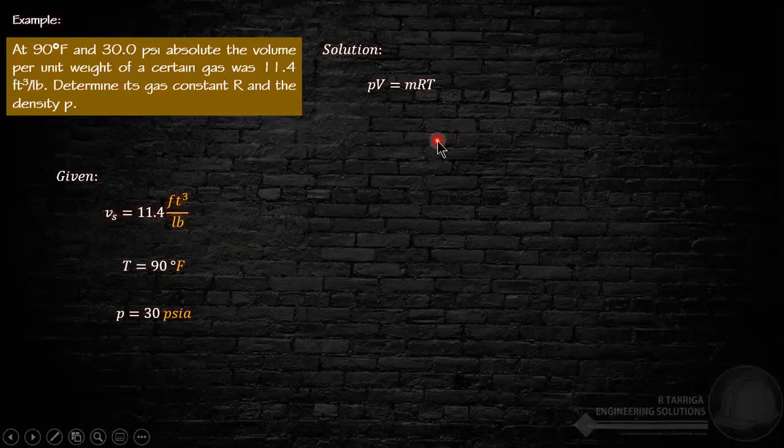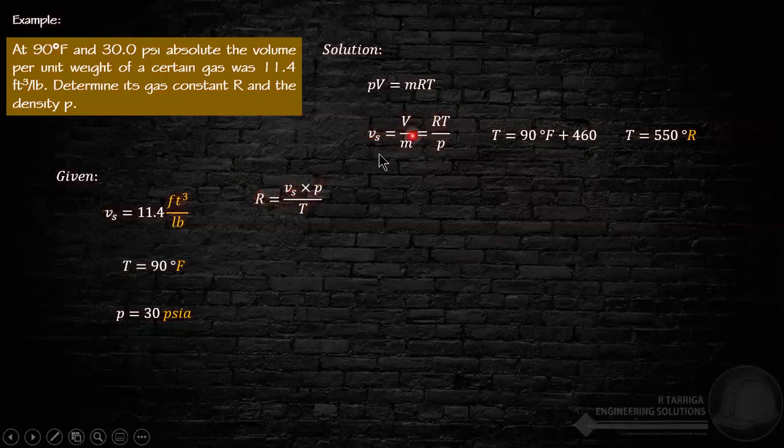So how do we solve this one? If you remember from part 1, if you've seen part 1, the specific volume is the ratio of volume over mass, or simply the reciprocal of the density. So the specific volume is V over M, and by using this relationship, that would be RT over the pressure. I hope that is clear. The temperature now is 90 degrees Fahrenheit plus 460, so by using your calculator, that would be 550. Now, using this, I'll just rearrange it from here.